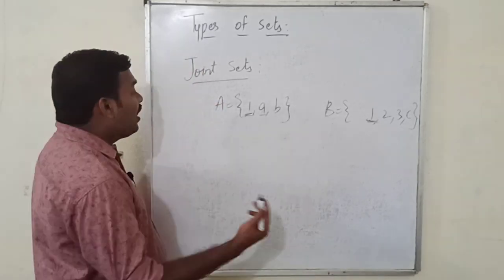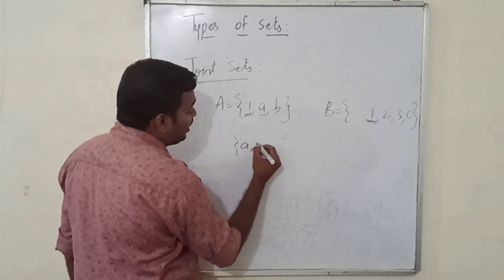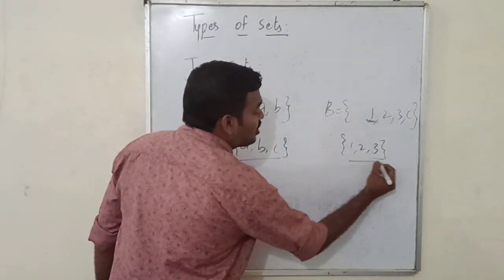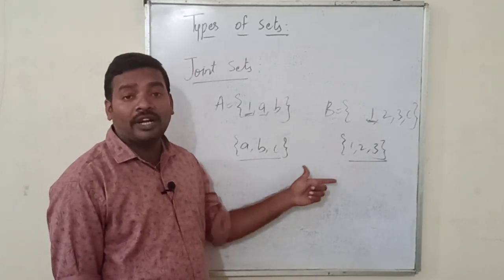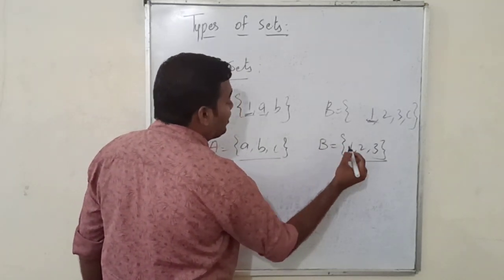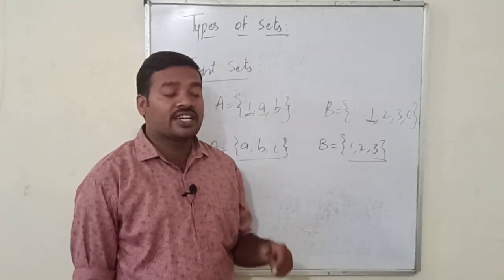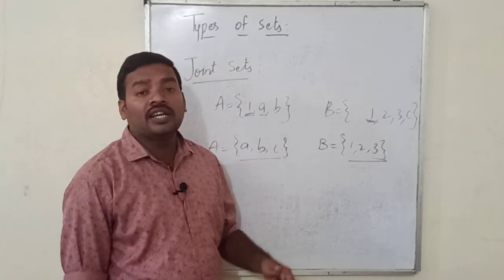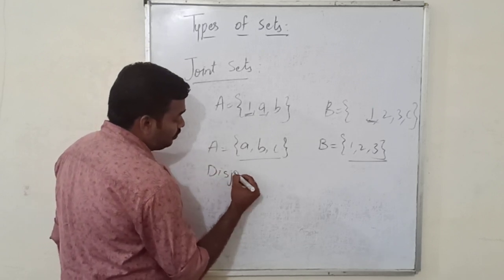If there is no element present in common, that means if you have A, B, C here and 1, 2, 3 there, these both sets are distinct sets. That means there is no common element present in both. Then these sets are known as disjoint sets. Joint sets means there should be at least one common element in both the sets, and disjoint sets means there should be no common element in both the sets.